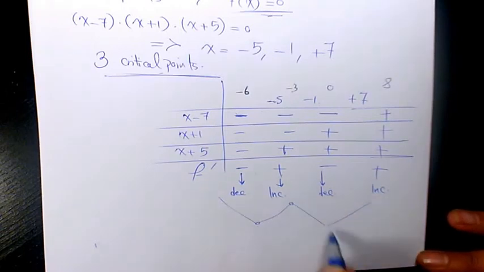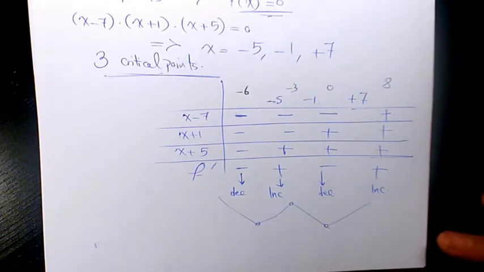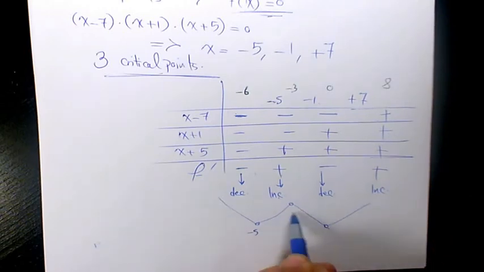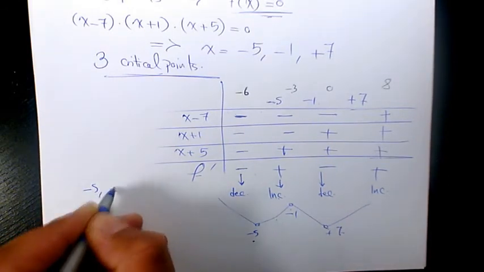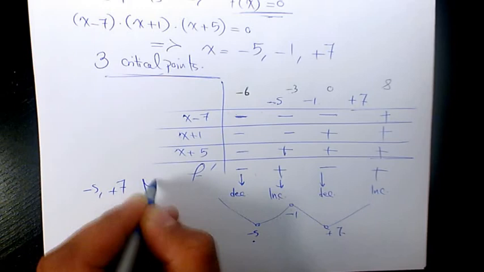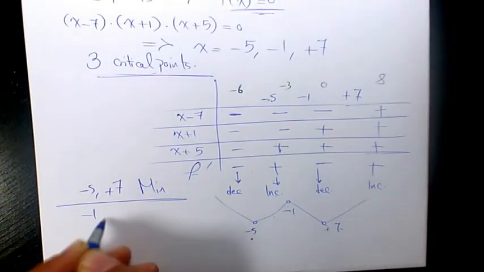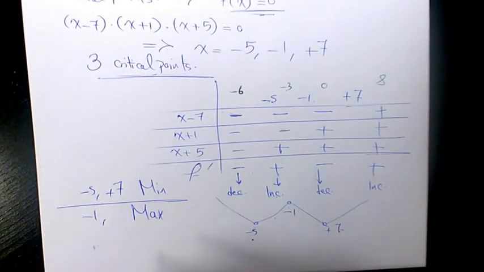So then it means that we are dealing with 3 different critical points, as you saw. The first one is negative 5, negative 1, and positive 7. Negative 5 and positive 7 are local minimum, and negative 1 is going to be local maximum, because on the left hand side it is increasing and on the right hand side it is decreasing. So negative 5 and positive 7 are minimum. Negative 1 is going to be the local maximum.